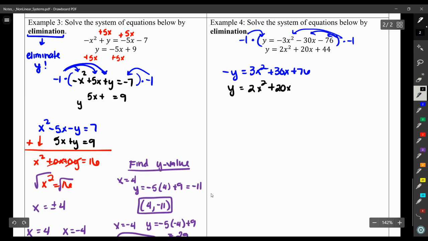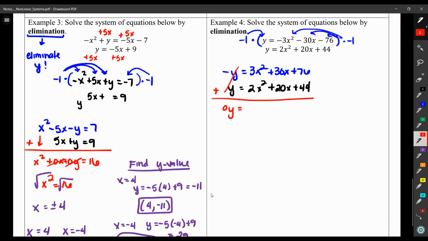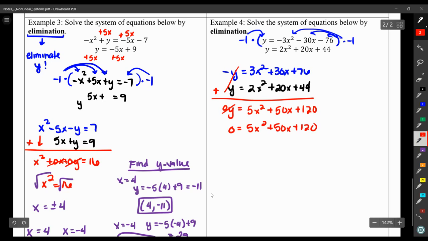And if we notice, trying to get rid of x's and x squareds may not have been simple on this one, which is why I chose to eliminate the y's instead. Because now this cancels out to be 0y, which we don't really need, but we'll fix it in a minute. And we're going to add all the other like terms together. 3x squared plus 2x makes 5x squared. 30 plus 20 is 50x, and 76 plus 44 is 120. So 0y is simply just 0. So we have 0 equals 5x squared plus 50x plus 120.